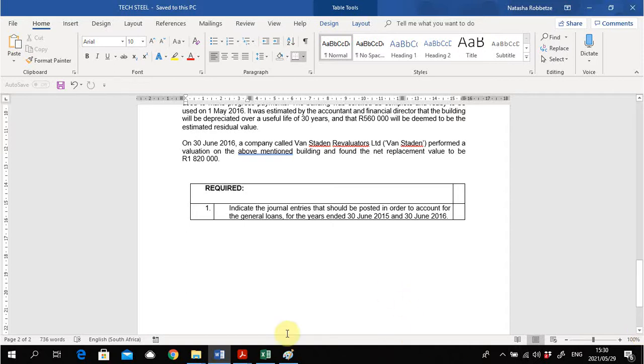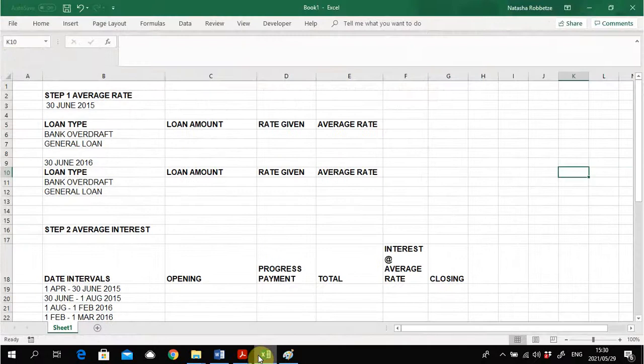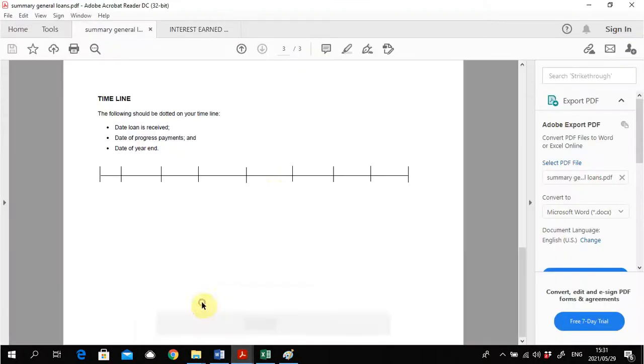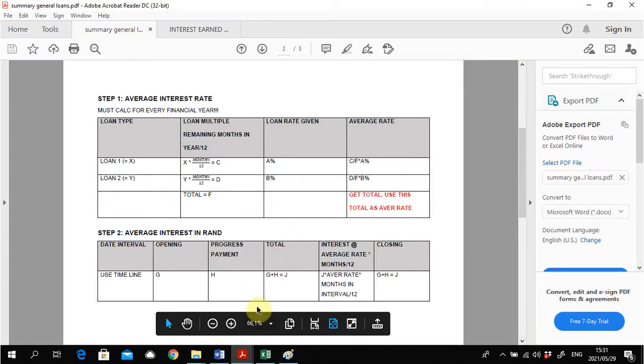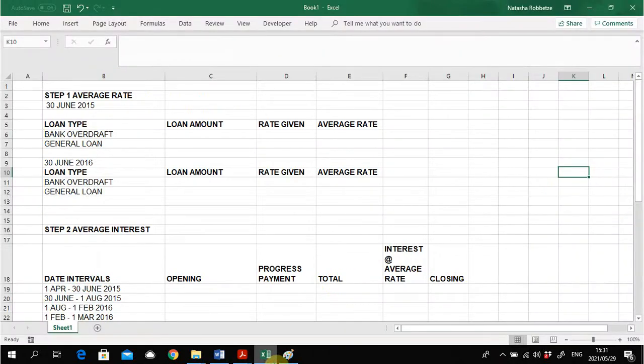Right, so I've already just started my layout in terms of my step 1 and step 2, because I have now provided the summary of how it should be done, step 1 and step 2. So I basically use this information to construct a memo so long. Right, if we look at step number 1, we need to calculate our average rate. The average rate is calculated for both financial years. So as I've stated, you need to calculate an average rate for every financial year.